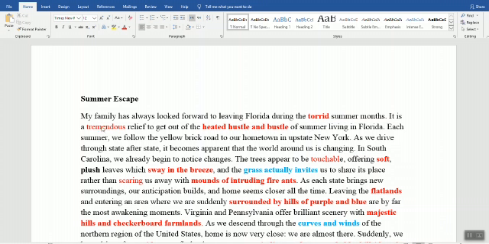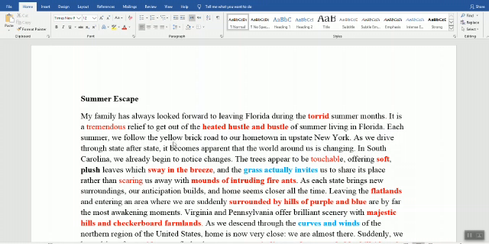Now it's a tremendous relief. It's not just a relief, it's a tremendous, a great relief to get out of the heated hustle and bustle. Now you see, it's not just the hustle and bustle of the city, it's heated hustle and bustle. It's doubling the misery, actually, that it's hustle and bustle, noisy, and plus it's heated as well.